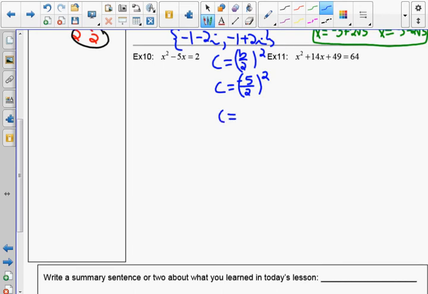So to square this, I'm going to square the number on top. So negative 5 squared is a positive 25. And I'm going to square also the number on the bottom. So 2 squared is going to be a 4. So I'm going to add 25 over 4 to both sides. Great.